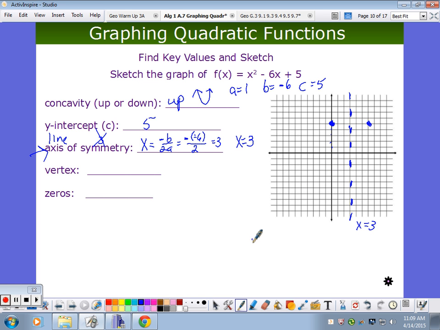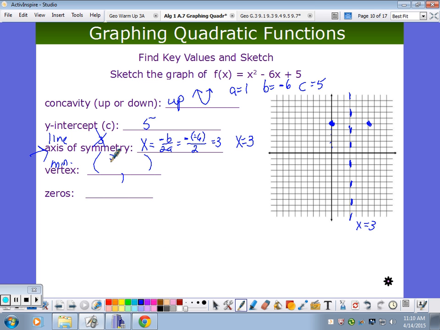Now, the vertex lives where? On the axis of symmetry. Remember, that's my fold line. That's where the turning point will be, the vertex, which is the turning point. Am I going to have a maximum or minimum? It will be a minimum. My vertex will be a minimum. It's always nice to know. So let's see here. What is it? It's an x right there. What's the x value?